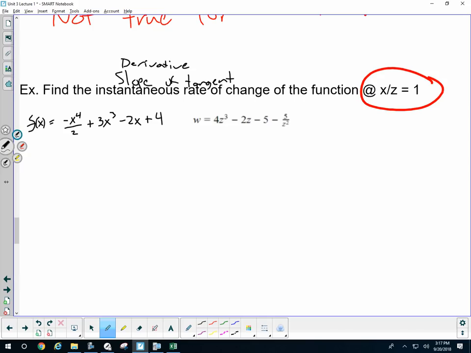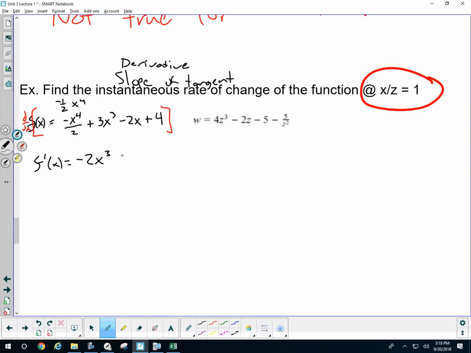Let me show you really quickly. If I were to take the derivative of f to find the tangent slope generator, I'd get f prime equal to, now I wrote this for this reason, negative x to the 4th over 2, just so that you know that you can rewrite it as negative 1/2 x to the 4th. When you use the power rule, 4 gets multiplied by the negative 1/2, you get negative 2x cubed.